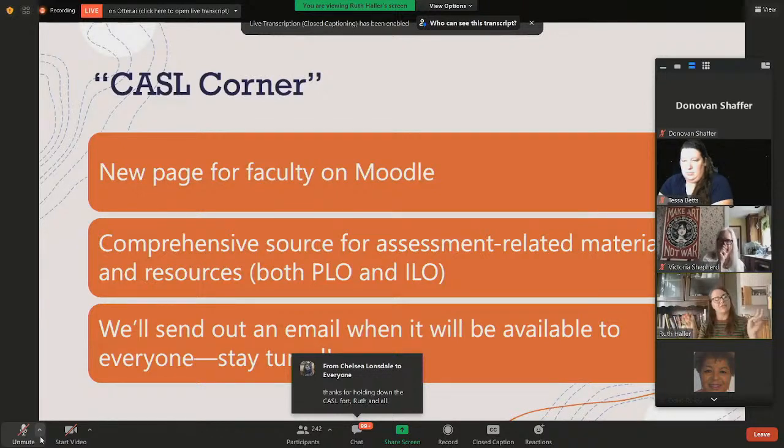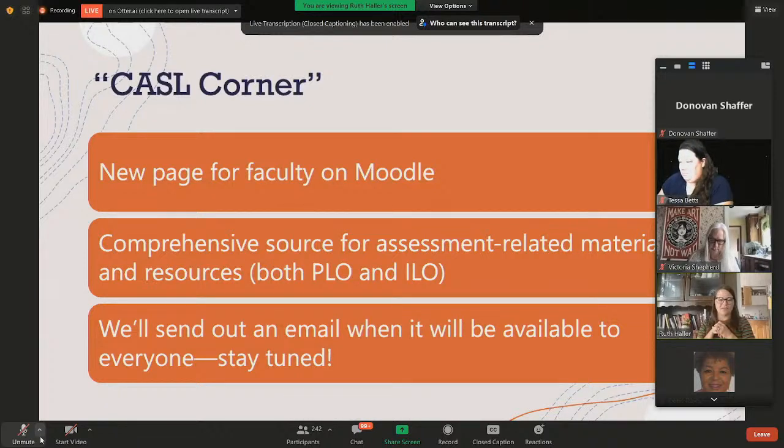So it's called Castle Corner, and if you're a program lead, you should be able to see it on your Moodle page, but soon it will be available to everybody, and we'll send out an email when it's available to everybody. And so as I say here, that's a comprehensive source for assessment related materials and resources for all of the assessment that you might need to be doing on campus.